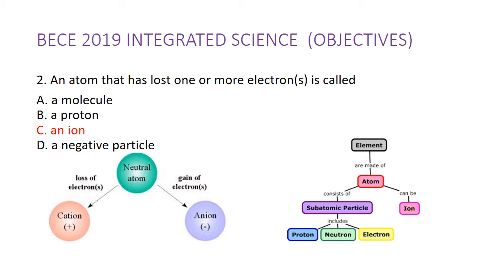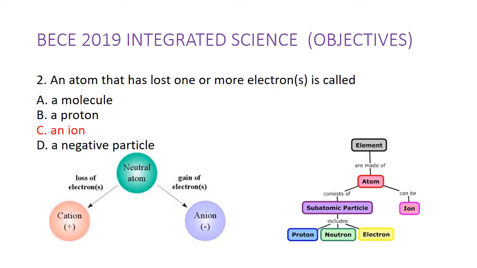The second question: an atom that has lost one or more electrons is called an ion. Now you realize that a neutral atom is one that has not lost any electron and has not gained any electron, it's just the way it is. However, just look at the diagram beneath the question, on the left side. When a neutral atom loses electrons, it becomes a cation. Cation is an ion. Then when it gains electrons, it becomes an anion.